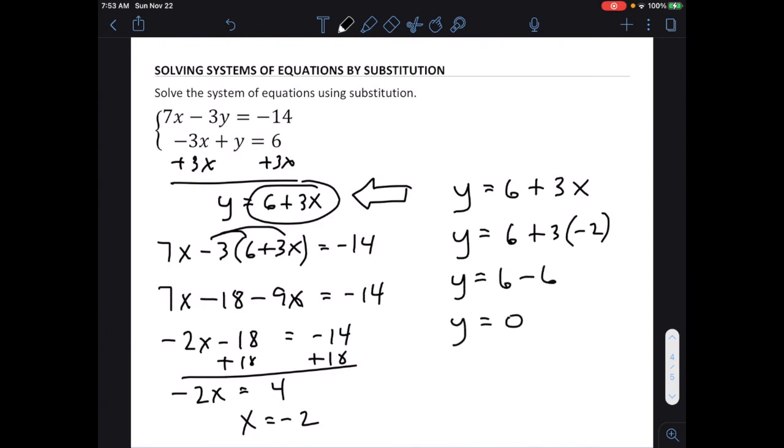Now some of you might be bothered by the fact that we got 0 for one of our x or y values, but it's totally fine. It's a number, so we can go ahead and have some confidence that it's negative 2, 0. And with all of these, you can check your work. You can plug both of these numbers back into both equations like we did in the very first lesson to determine whether or not that is indeed the solution.